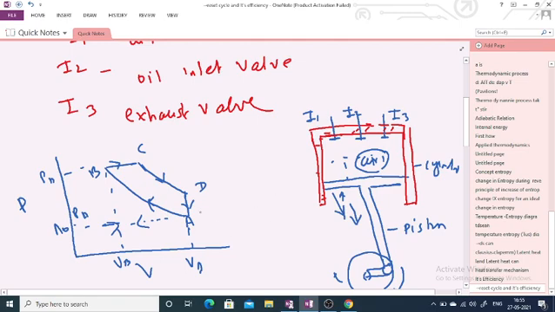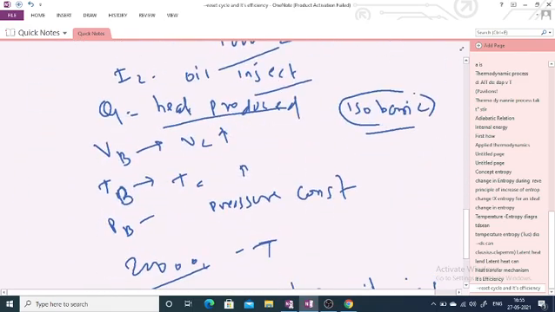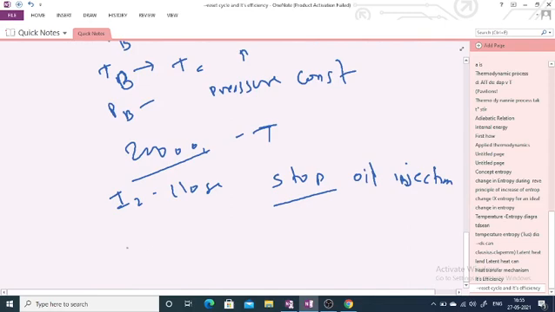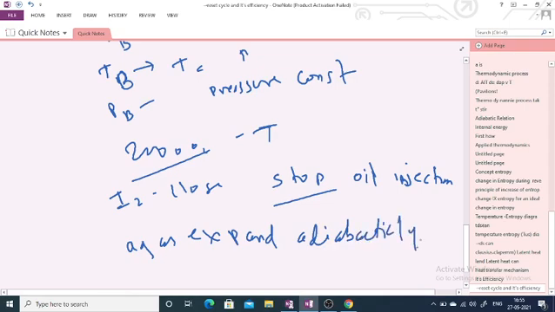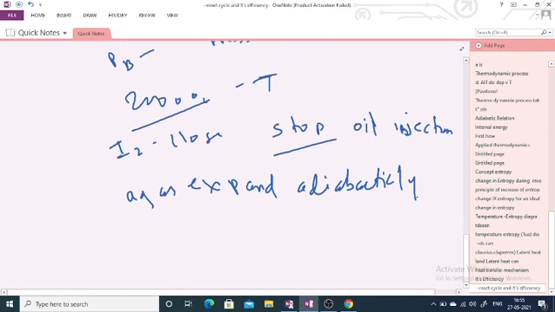So what happens if the piston moves in the outward direction? The gas will expand adiabatically. Once the gas expands adiabatically, there is no heat exchange. It is an adiabatic process, so the temperature will fall from TC to TD.